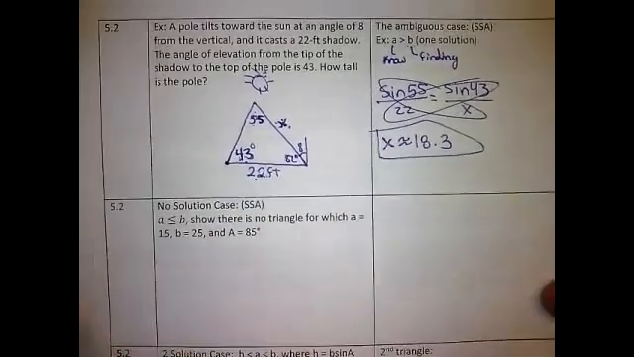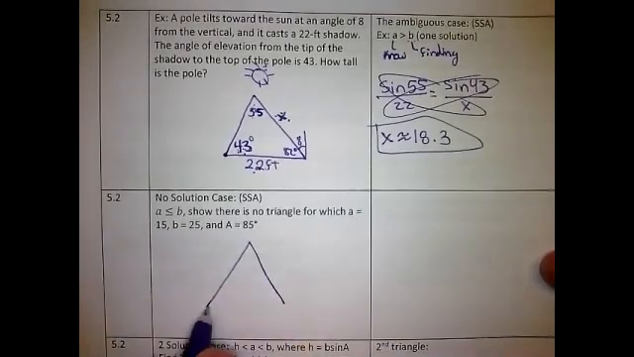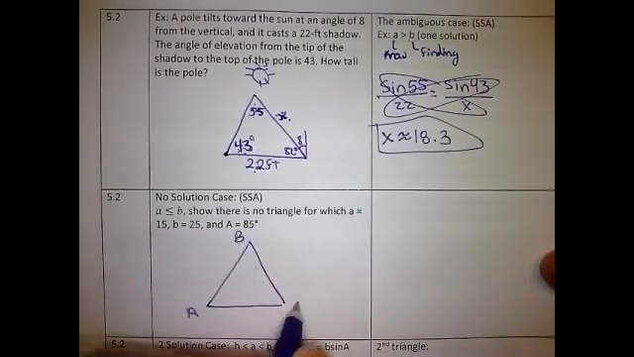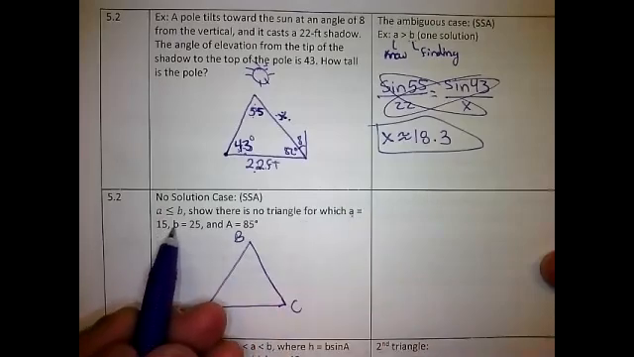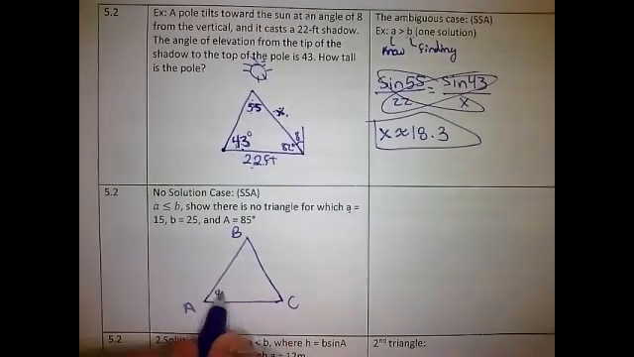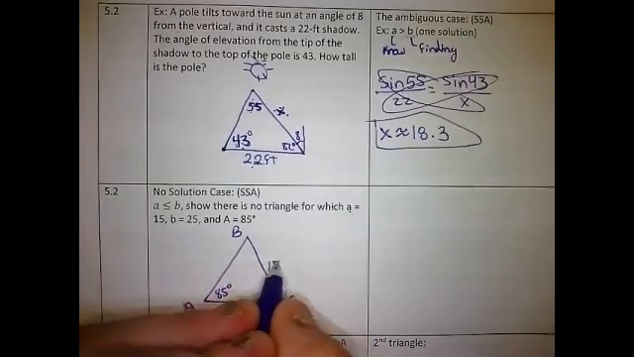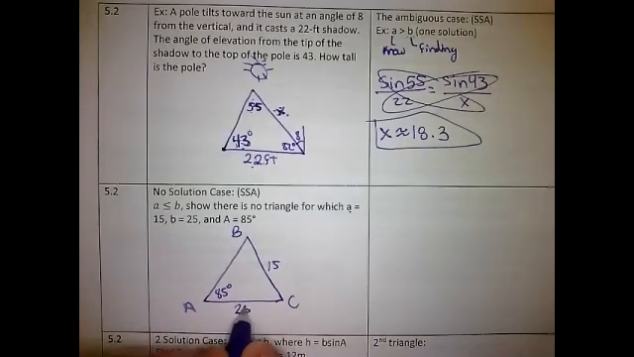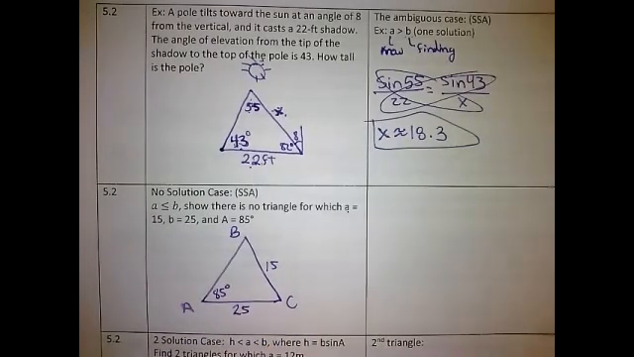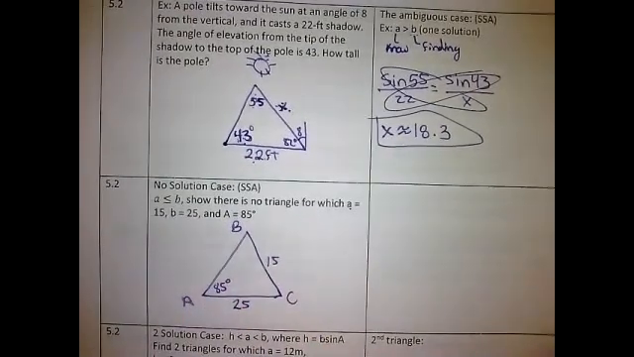So let's take a look here. The no solution case. Let's draw a picture. It gives us a triangle here and it calls it A, B, C. How do I know that? Because it gives me a side length A and a side length B. I could call it ABX, but why when I can call it C? All right, so angle A is 85 degrees, side A is 15 and side B is 25. So now I have two side lengths that I know and one angle measure, so I have to find at least another angle measure before I can do anything else.